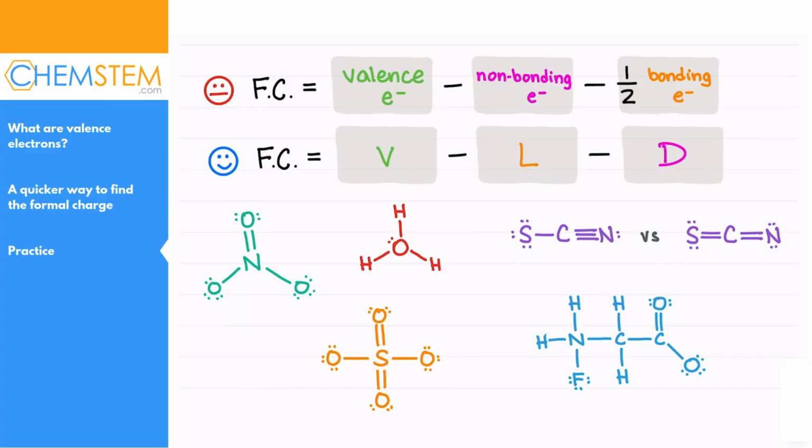Let's start with this first one, which is nitrate. So we have N in the middle. Nitrogen is in the 5th tall column, so it's going to have 5 valence electrons all the time. Subtract away the number of lines touching it, which is 1, 2, 3, 4, and then subtract away the number of dots touching it. There are no dots or lone pairs on that nitrogen, so you don't subtract anything. Valence minus lines minus dots, we have a formal charge of 5 minus 4, which is just plus 1.